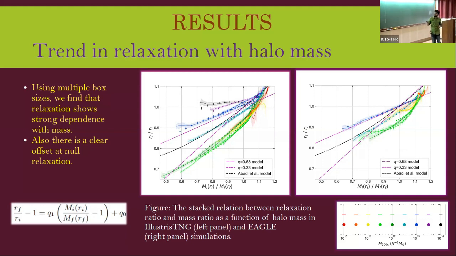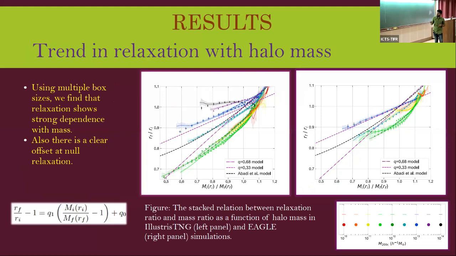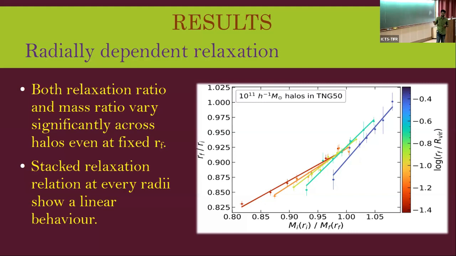Also, because there is a wide variation in the relaxation relation from this perspective, we tried modifying this model. We looked at the relaxation ratio and mass ratio at each radius across different halos, and we just stacked them at each radius. Here the color shows the radius of the shell. For each radius, we see that the relation between the relaxation ratio and mass ratio is close to very linear, and this two-parameter model, Q1 plus Q0, fits well at each radius, but it can't fit well when applied globally.